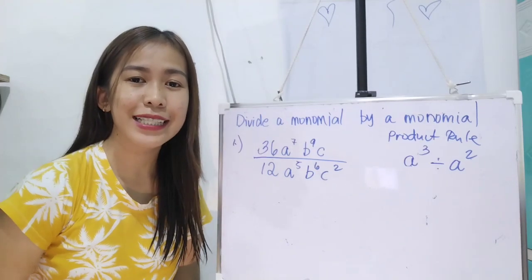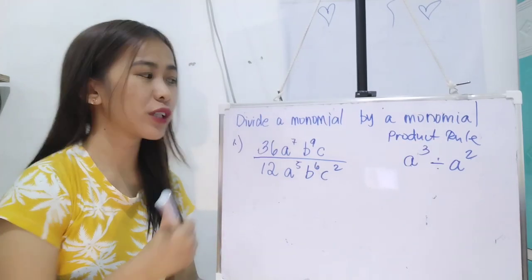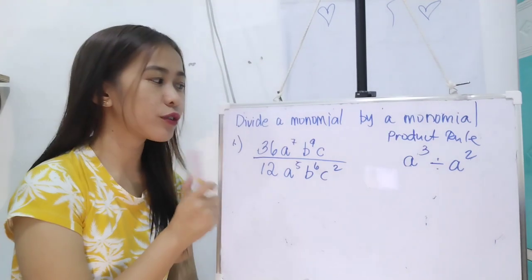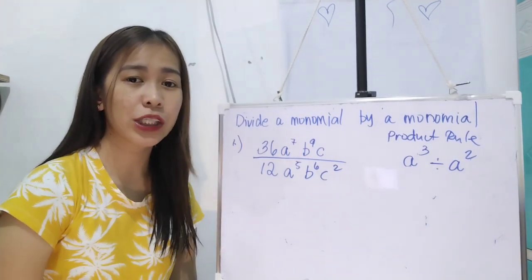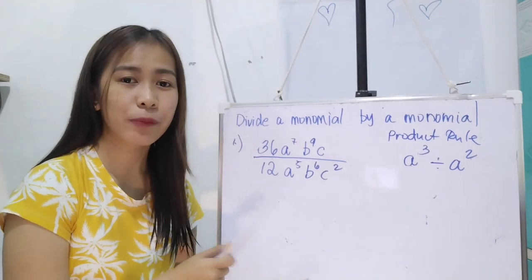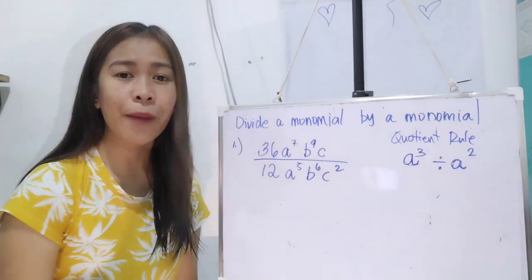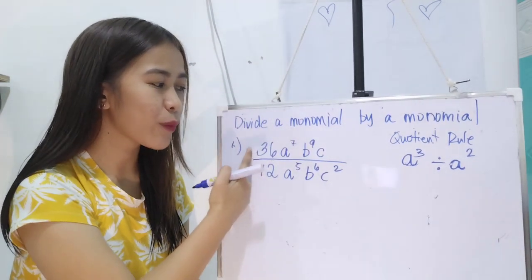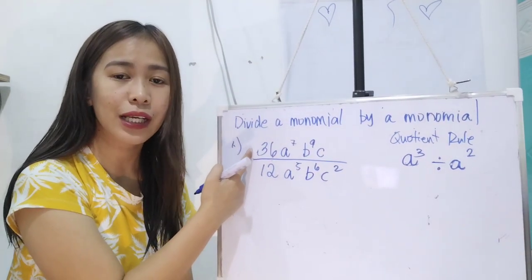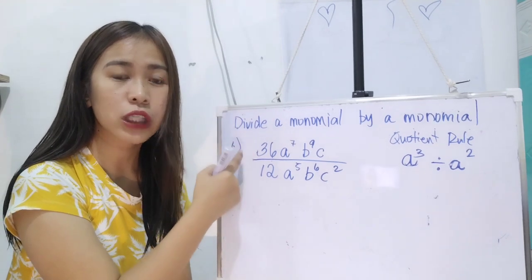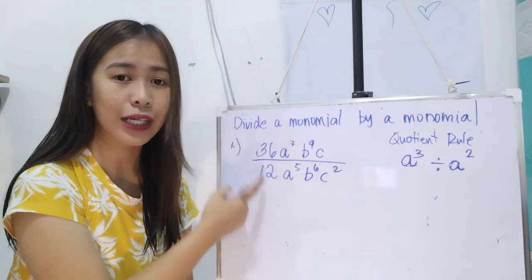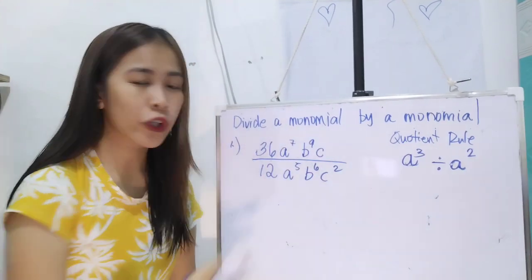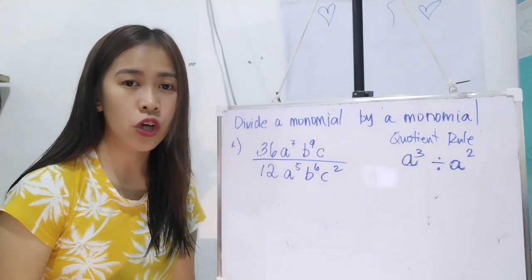Okay, so for our last discussion, we are going to divide a monomial by a monomial, and meron pa palang isa, yung divide a monomial by a polynomial. Okay? So, kanina multiplication, ngayon ay division. And syempre, kapag nakakita kayo ng ganitong situation, and this is a monomial, kasi wala naman nag-separate sa kanila na addition or subtraction. This is also a monomial. Kaya, monomial by a monomial. And as you can see, fraction yan, kaya that is division.